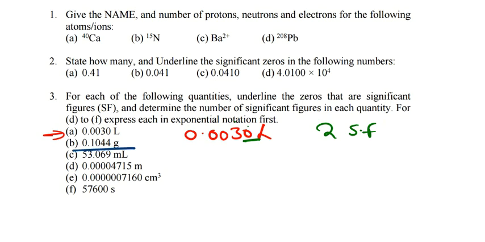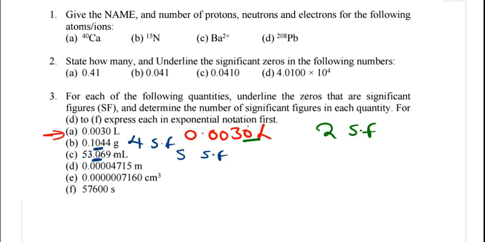This one, how many zeros are significant there? So it's only a single 0 between the numbers, so that 0 is significant. The number of significant figures in total are 4. For C, that one is also easy. So only 1 zero. The number of significant figures in total, count all the numbers, 1 2 3 4 5. 5 significant figures.